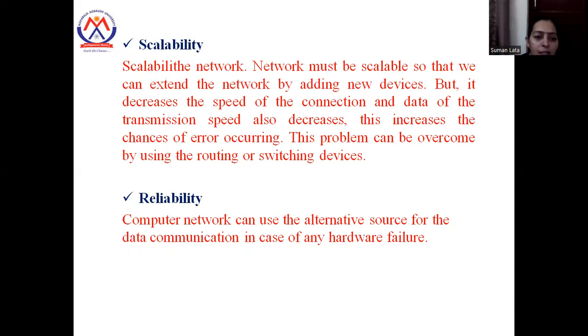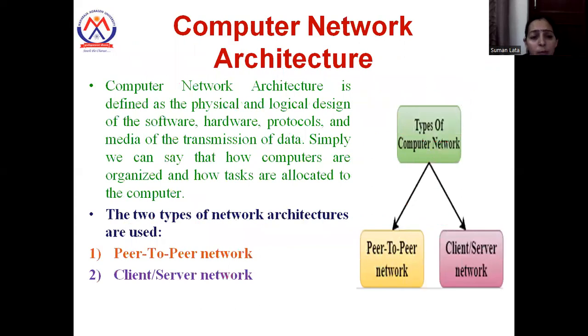Next feature is reliability. Computer network can use an alternative source for data communication in case of any hardware failure. Next topic which I'm going to discuss here is computer network architecture. Computer network architecture is defined as the physical and logical design of the software, hardware, protocols, and media of the transmission of data. Simply, we can say that it is how computers are organized and how tasks are allocated to the computers.